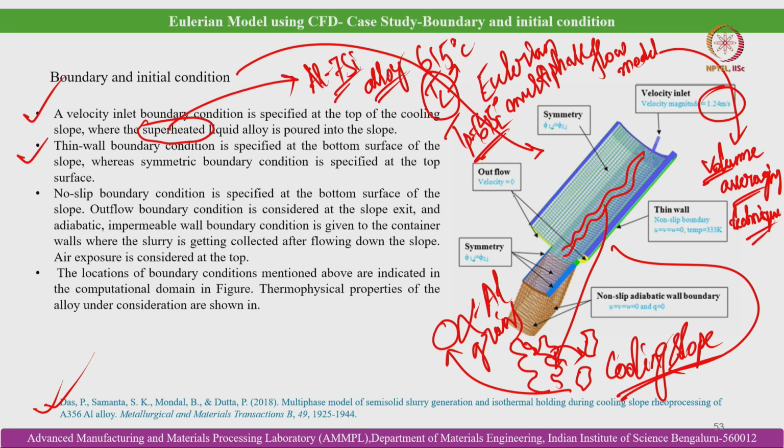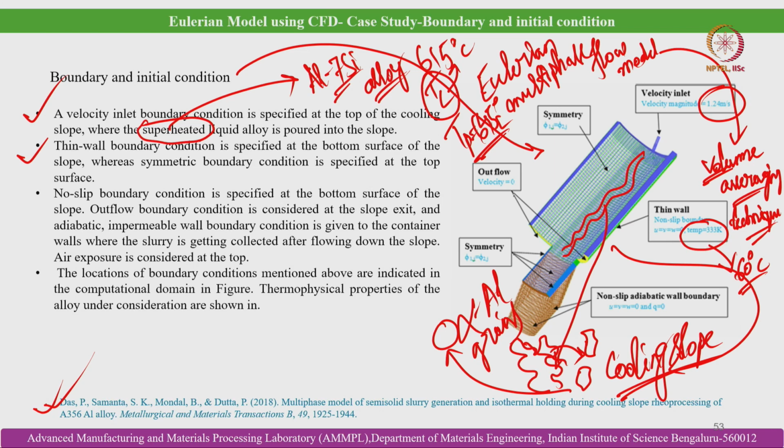Of course, it is a no slip boundary, which means that at the wall the x velocity u, y velocity v, and z velocity w are equal to 0. Thin wall boundary condition and no slip boundary, what do they mean? We discussed this in the previous slide, and here we can also specify the temperature at the wall, which is specified as 333 K, which boils down to approximately 60 degrees centigrade. It is converted to Kelvin: you need to add 273 to the degree centigrade value, because 0 degree centigrade is equal to 273 Kelvin. So this is the thin wall boundary condition.